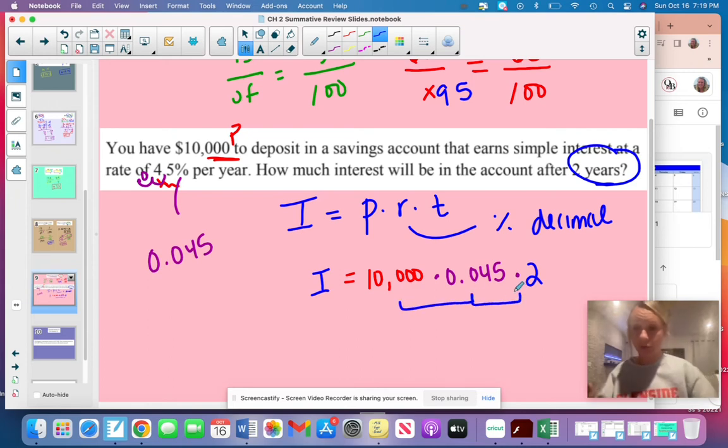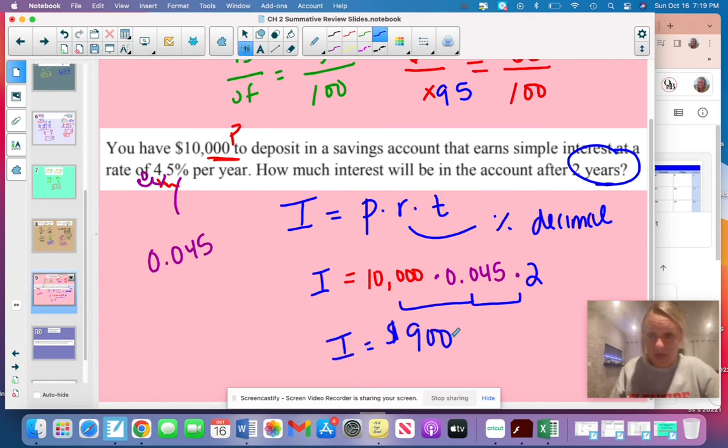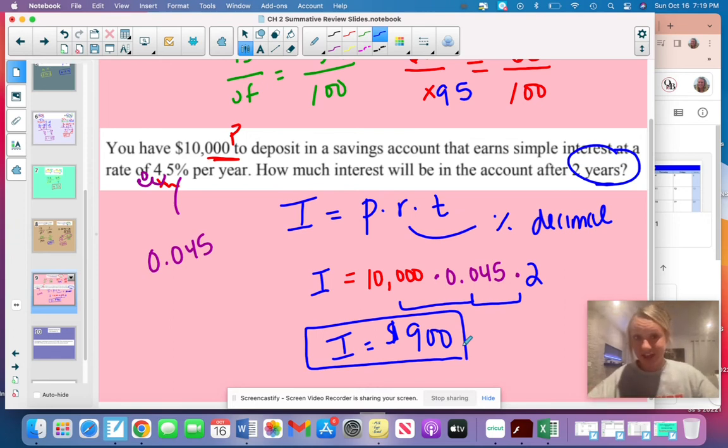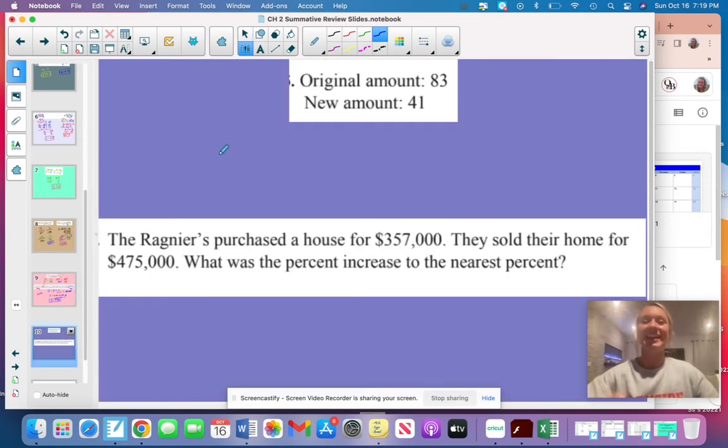So let's go ahead and multiply all three values together. So 10,000 times 0.045 times 2 gives you $900. So your interest after you deposit that $10,000 at a rate of 4.5% per year for 2 years is $900. Cool. All right, last slide here.